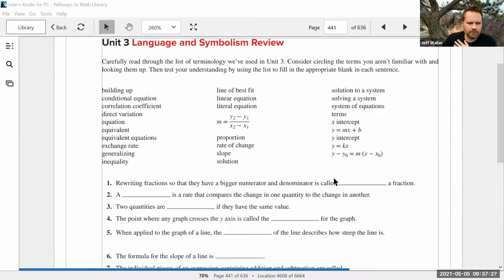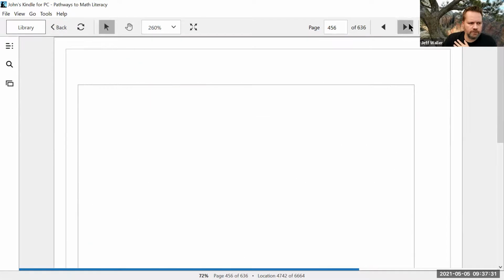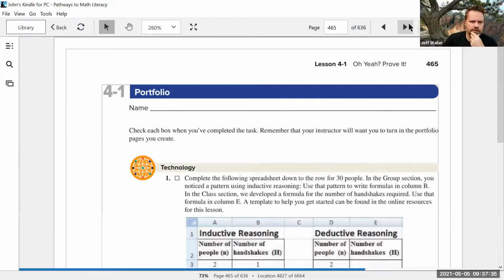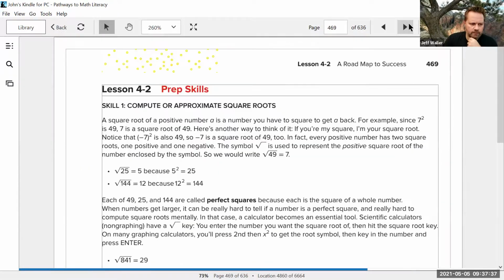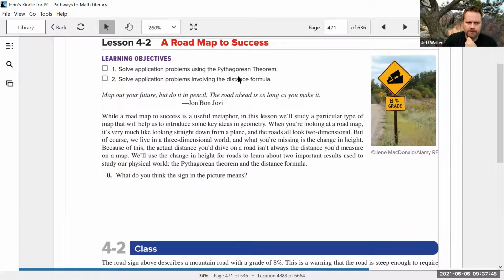Let's see, where did we leave off? I think we got through 4.2, right? We talked about 4.1, that's inductive and deductive reasoning. And then we got into 4.2. We talked about the Pythagorean theorem. We still have to do the distance formula. So first off, the Pythagorean theorem, you guys should be relatively good with that, right? Let's just do a quick example real fast.